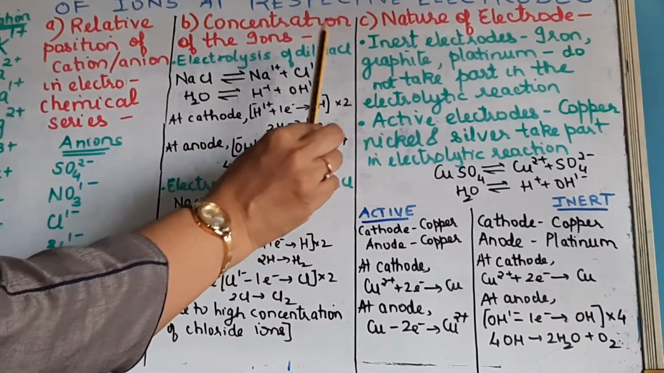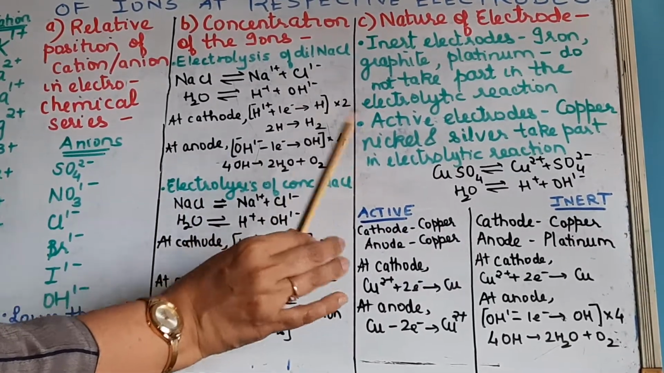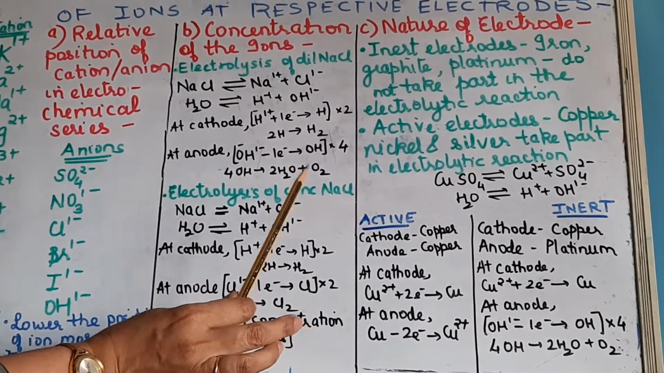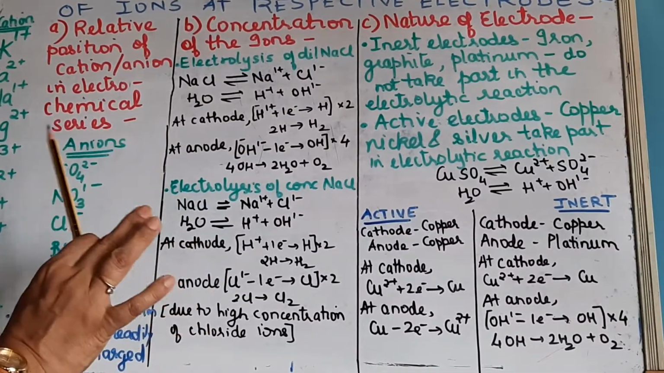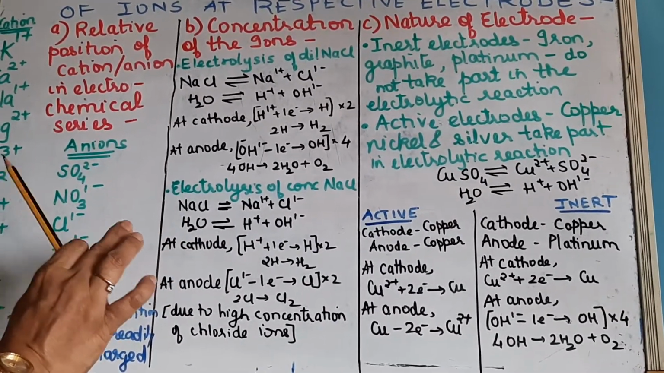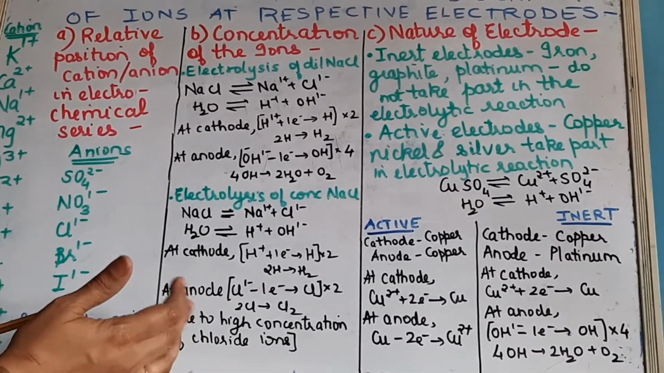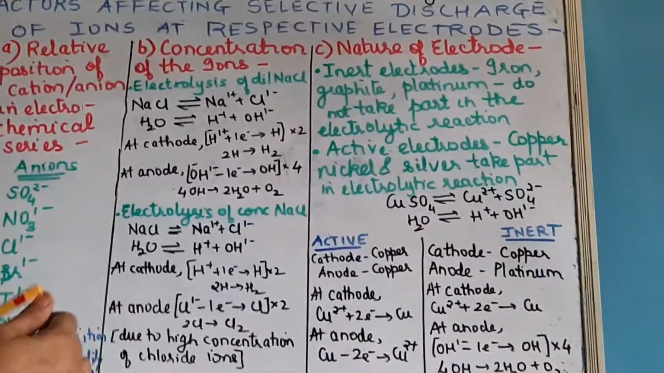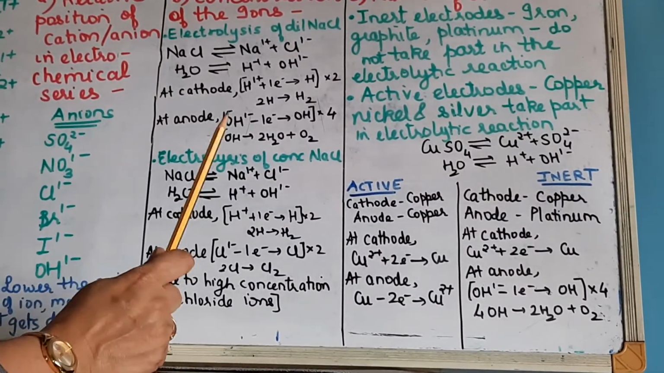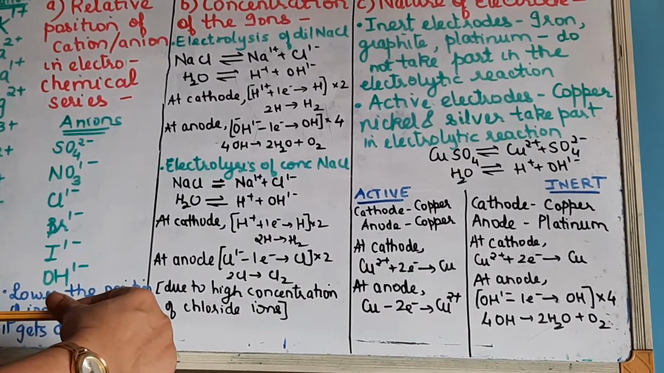Which of the following is an example of an inert electrode, or which of the following is an example of an active electrode? All in the compulsory section of the paper. So from this particular topic, many questions are asked. It's more understanding and application based; nobody is going to ask you to list the factors. Okay, direct questions are not asked. Now just try to understand here how the active and the inert electrodes play a role in electrolysis.